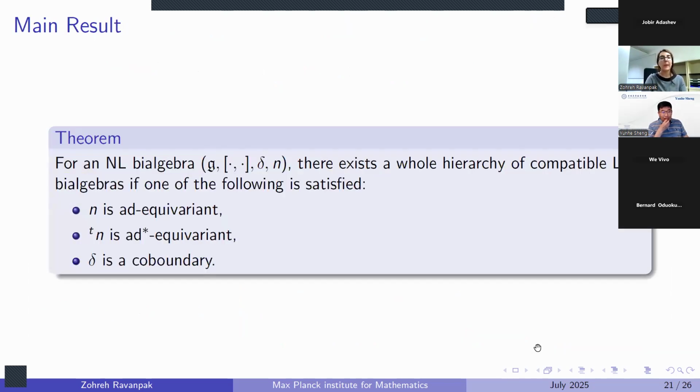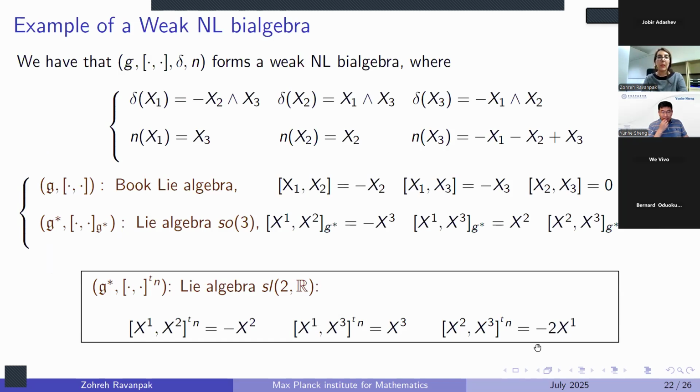So these all lead us to the main theorem of this work, which says that, having an NL bialgebra, there exists a whole hierarchy of compatible bialgebras if and only if the following is satisfied: N is equivariant, or N transpose is Abel-Star equivariant, or delta is a co-boundary cocycle. So having these three, then we have the whole hierarchy of Lie algebras.